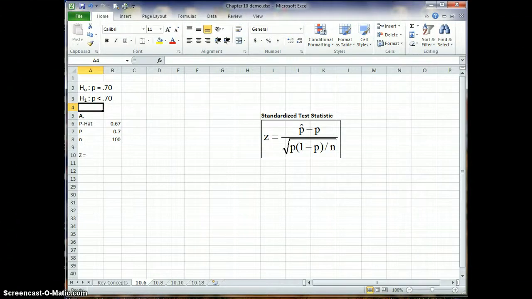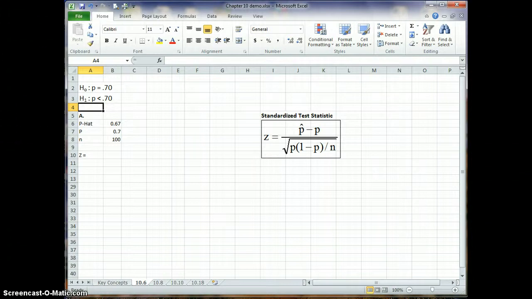Hi, we're back to cover problem 10.6, which is on page 166 of your textbook. In this case, a statistics practitioner wants to test the following hypothesis.